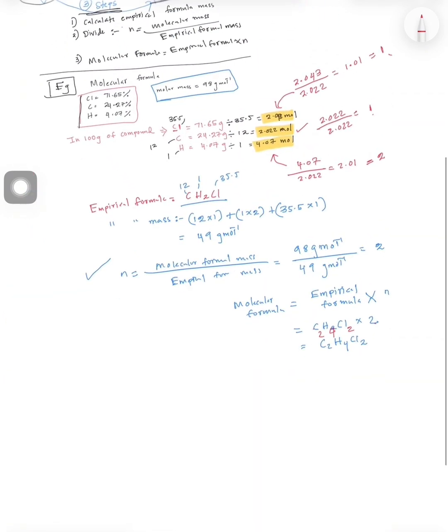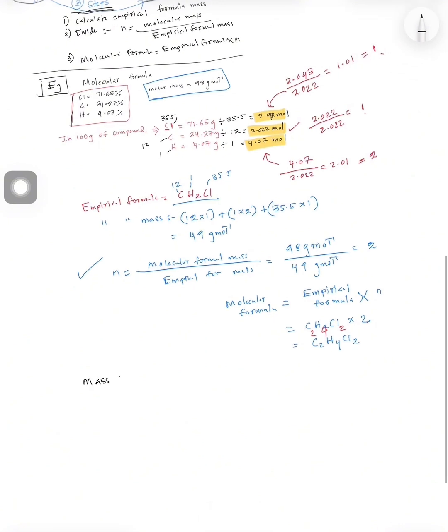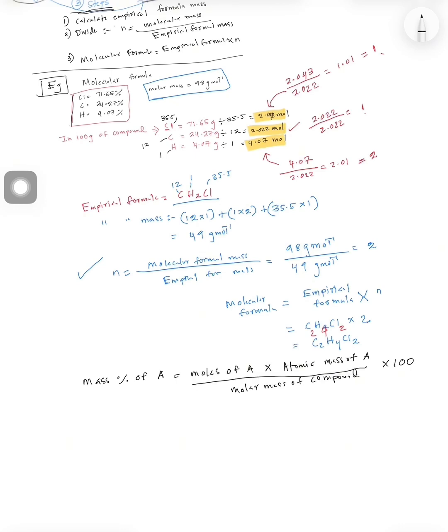And one more thing under this, that is the next topic: mass percentage of A is equal to moles of A into atomic mass of A, divided by the molar mass of compound, into 100. Now for this, I have an example to show you. This is one of the equations you have to remember.